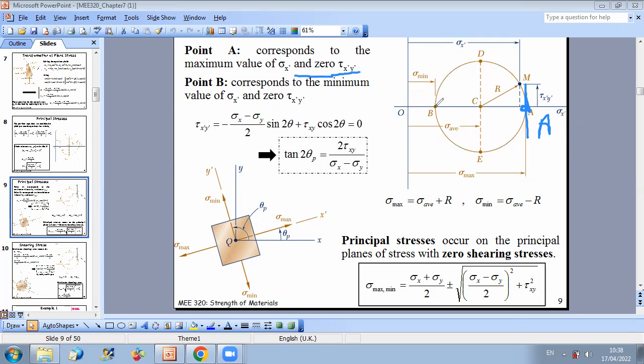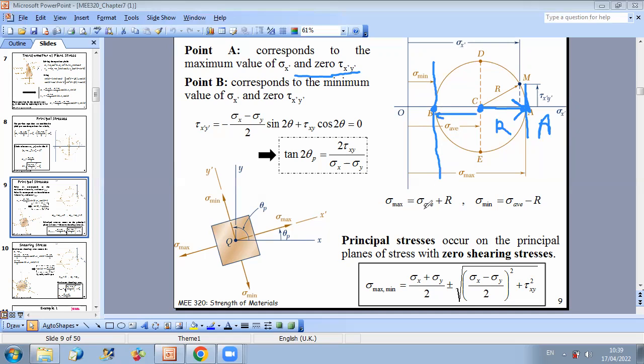And then for the minimum possible value of sigma, as you can see here, it is the point on the left of C and also on the sigma x prime axis. So you can say that this will also correspond to a shear stress of 0. Now, it's clear from the figure that we can easily calculate sigma max and sigma minimum, because sigma maximum is simply sigma average, which is the coordinate of the center, plus the radius r. And sigma minimum is sigma average minus radius r.